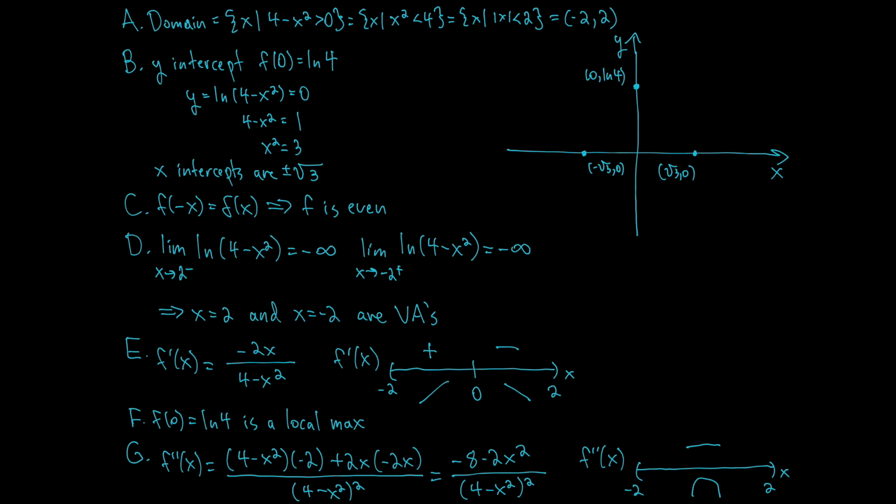So let's put those in. So this is x equals minus 2, and x equals 2. And it's concave down the entire time. So it goes concave down approaching this, hits our maximum, and still concave down. Alright, not too bad.